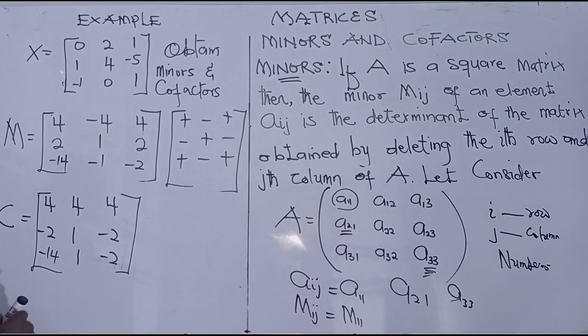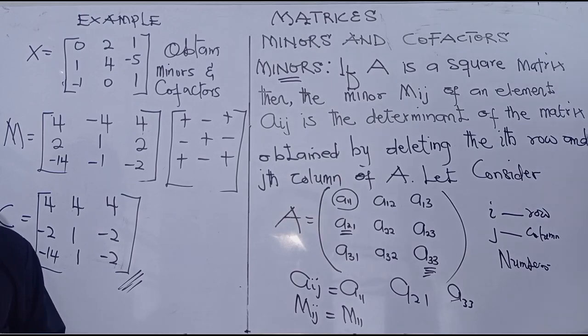So these are the cofactors of this matrix. As easy as that. So this is how we find the minors and cofactors of a matrix.